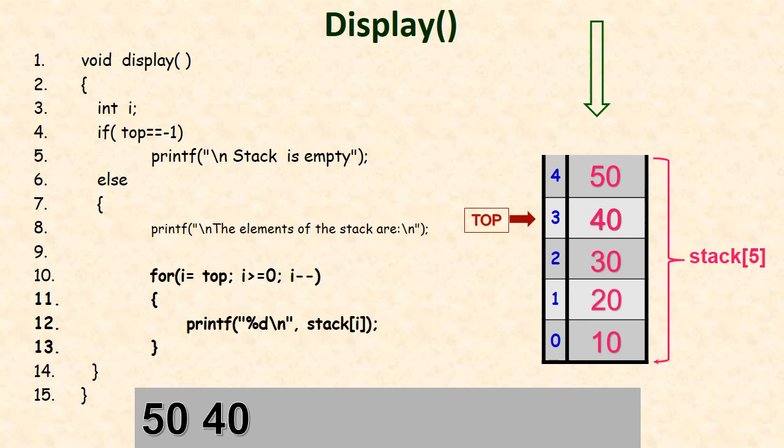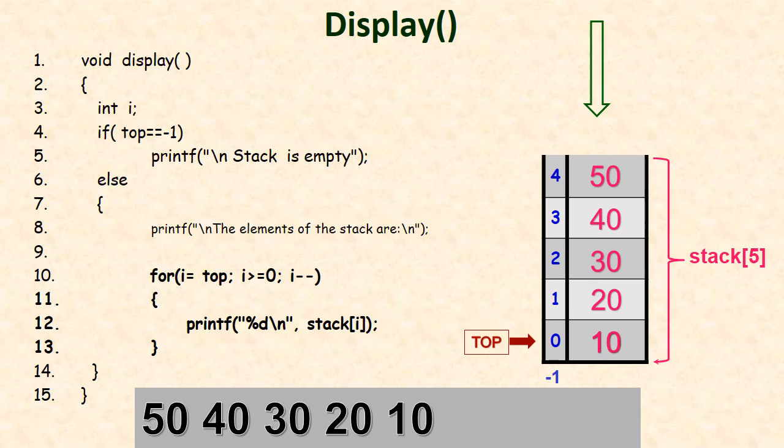Again you are decrementing I, so it will point to index 2. Then you are displaying stack of 2, that means 30 is displayed. Again you are going to decrement I, it points to 1 and stack of 1 is displayed, that is 20. Again you are decrementing, I is now 0, so stack of 0 is 10, displayed. Again you are decrementing I, so the I value is minus 1.